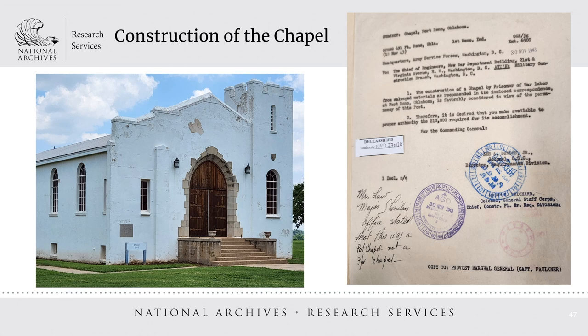Other records within this first series detail changes, improvements, and additions made to the camp facilities during their years of operation. For example, this letter from November 1943 to the Office of the Chief of Engineers states that, quote, "The construction of a chapel by prisoner of war labor from salvaged materials at Fort Reno is favorably considered in view of the permanency of this post. And therefore, it is desired that you make available to the proper authority the $10,000 required for its accomplishment."